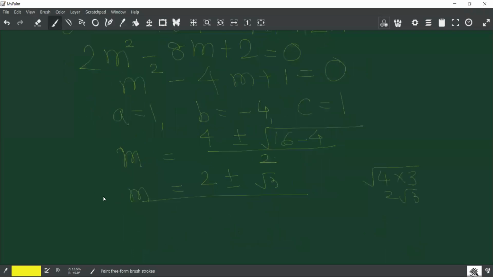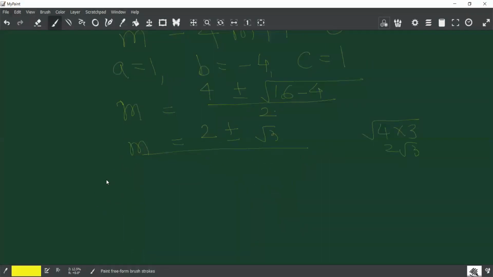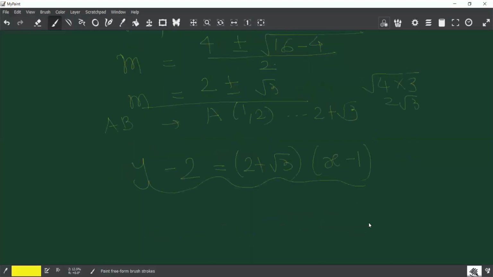तो यहाँ पे छोड़ सकते हो. Then equation is it is passing through which point? AB is passing through A, whose coordinates are 1, 2, and say slope you take 2 plus root 3. So y minus y1 is equal to slope into bracket x minus x1. You can leave it here also, no problem. Or you can say, if you want, you can simplify. Right? Opening brackets was messing the question.